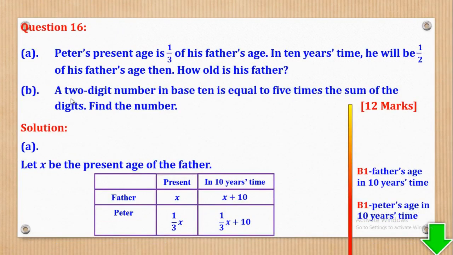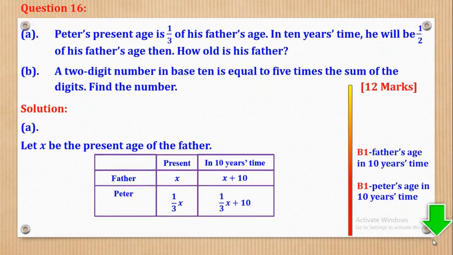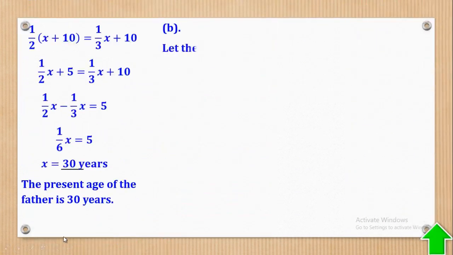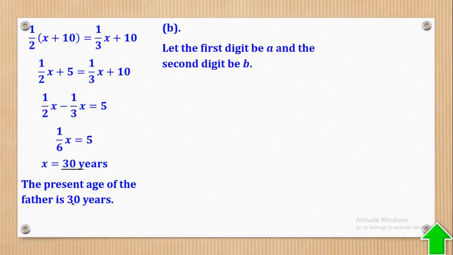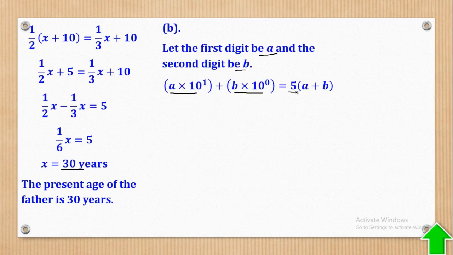So for part B they said a 2-digit number in base 10 is equal to 5 times the sum of the digits. Find the number. So let the first digit be A and the second digit be B. Therefore in base 10 the 2-digit number will be A times 10 to the power 1 plus B times 10 to the power 0, but is equal to 5 times the sum of the digits.